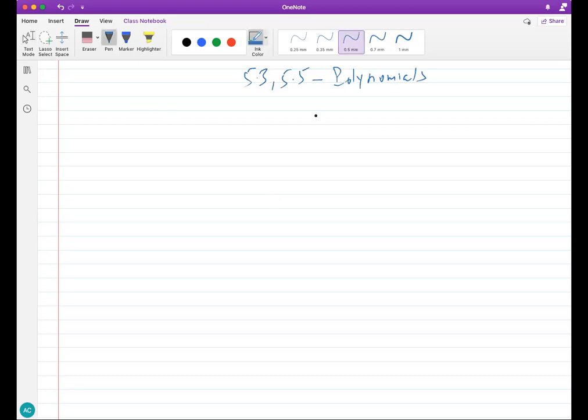Start with defining or understanding what polynomials are. So we learned before, we talked about algebraic expressions. A polynomial is basically just an algebraic expression.